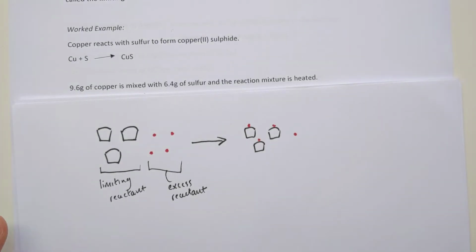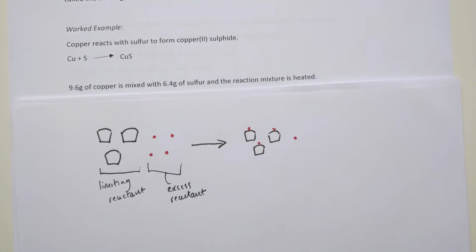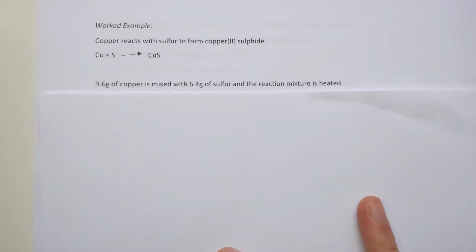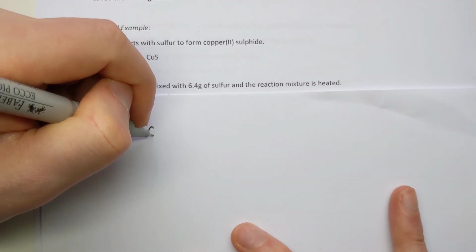So with that analogy in mind, let's have a look at this one with the copper mixed with sulfur. Now, how I'm going to actually approach this is the method we've kind of used before, which is the table method. It can still help us here. So I'm going to write out the equation.